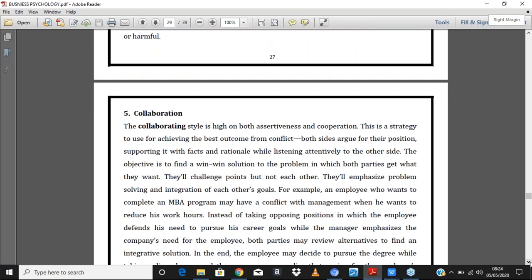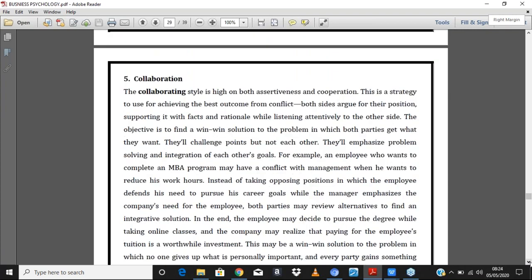This style is both assertive and cooperative. This style is used for achieving what is called the best form of conflict resolution, even though in a way the style you use depends on the situation. The objective is to find a win-win solution that everybody will be happy with. They will challenge each other, they will emphasize problem solving and integration.